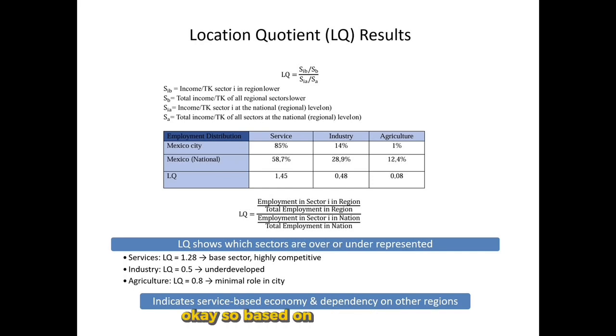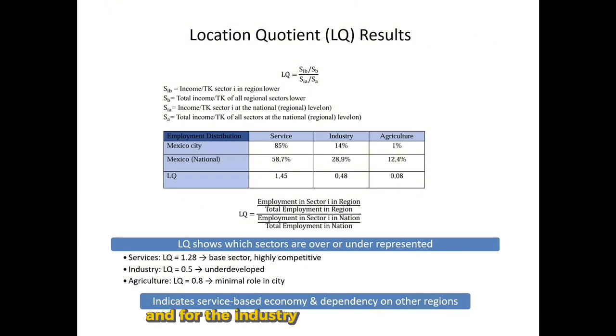Okay, so based on the equation here, the LQ for services is equal to 1.45, which just means it is a base sector dominant in Mexico City. Services are highly concentrated in Mexico City compared to the national economy. This suggests that Mexico City exports services to other regions, making it a base sector that drives the economic activity.